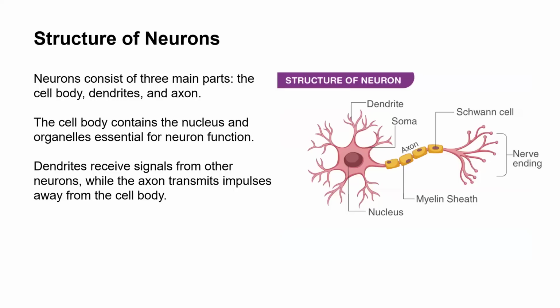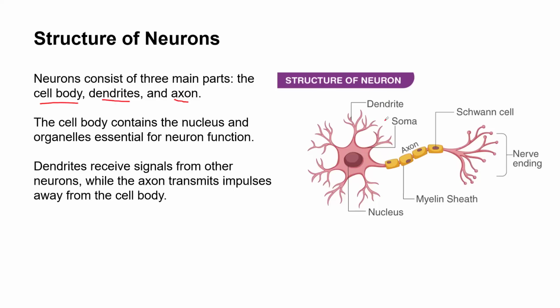Neurons are made up of three major parts. Number one, we have the cell body. That is the first part of the neuron. We have dendrites and we have the axon. So the cell body, dendrites, and axon are the three major components of the neuron.